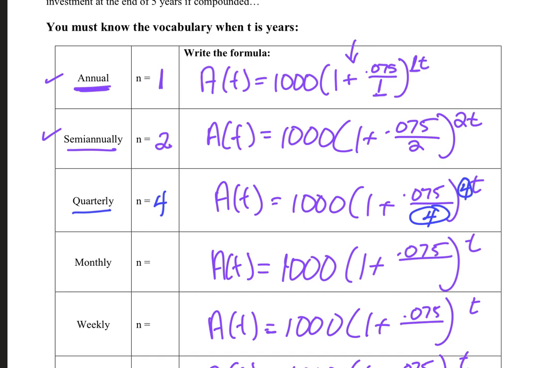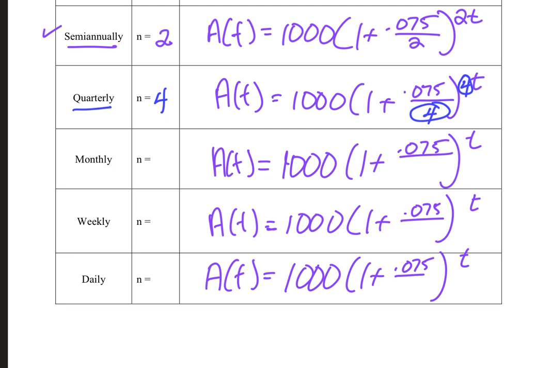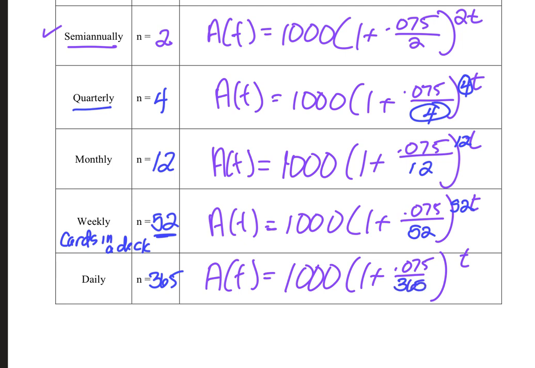Okay. And then monthly, so that's how many months are in a year. Most of these are pretty logical, so hopefully you understand that. So there's 12 months in a year, so we put a 12 here and here. Weekly, not many people know weekly, but weekly is 52. That's the same as cards in a deck. In a deck of cards, there are 52 cards. There's 52 weeks in a year. So you put 52 here and here. And daily is 365, approximately. We do have leap years sometimes.